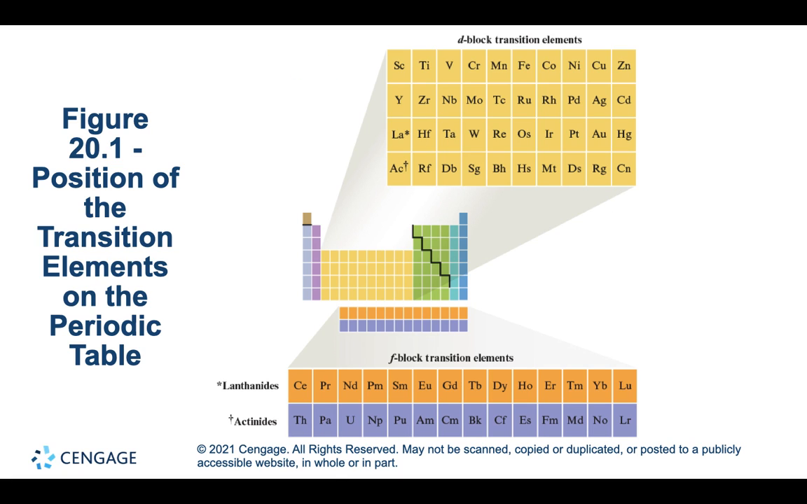So this is the part of the periodic table we're talking about. This D block would be this yellow area, and then the F block would be the lanthanides and the actinides. I like to call them the inner transition metals, and the D block the transition metals.